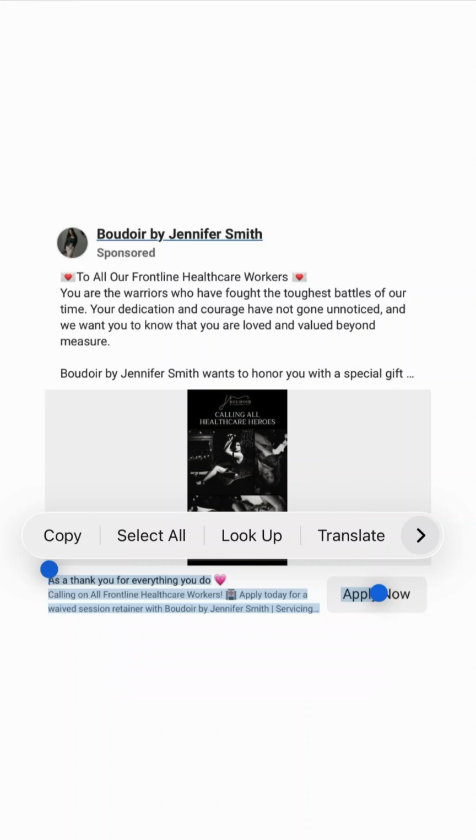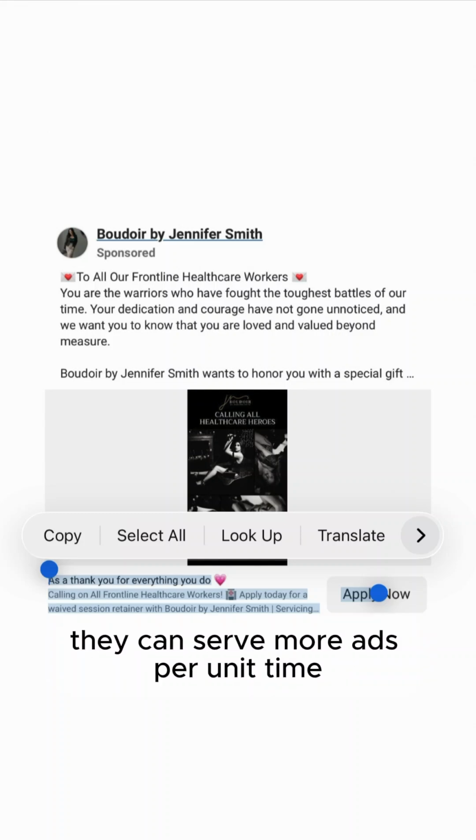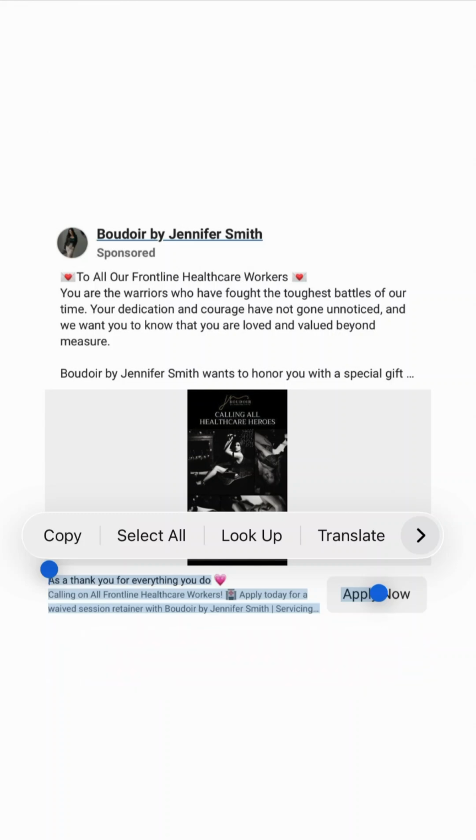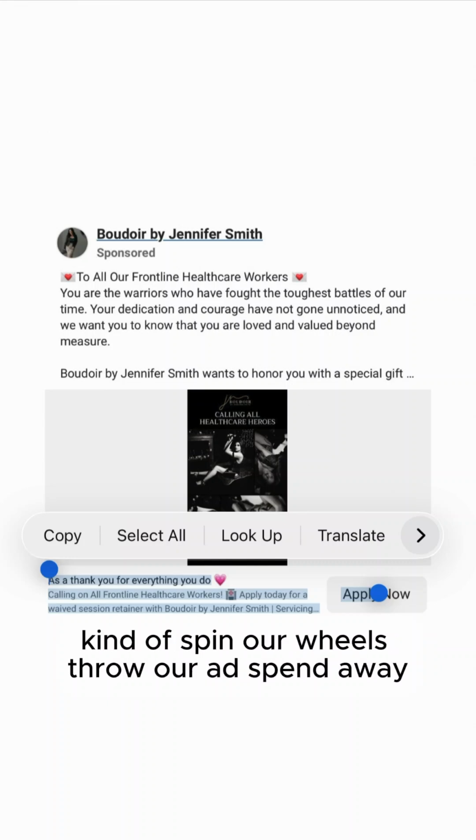Facebook ad manager. And the cause of this is way more women scrolling by our ad than necessary, which Facebook likes because they can serve more ads per unit time and earn more money, whereas we waste more money per unit time, kind of spin our wheels, throw our ad spend away.